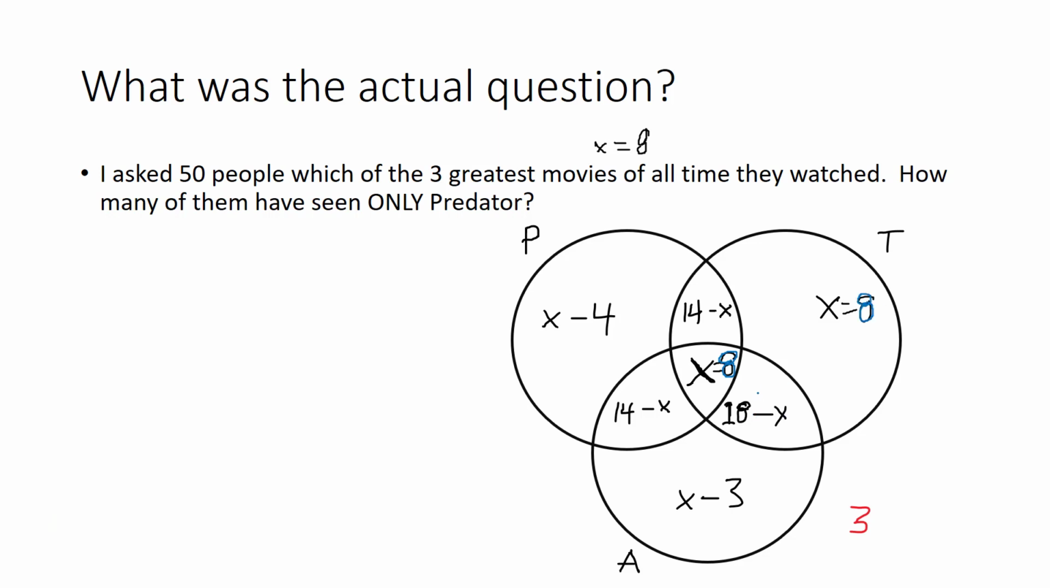18 minus 8 is 10. 14 minus 8 is 6. 8 minus 3 is 5. 8 minus 4 is 4. What were we trying to find again? Right. Only Predator. That is this square here. So our final answer for the people that have seen Predator but not any of these other movies is 4 out of this classroom or this group or survey I took of 50 different people.